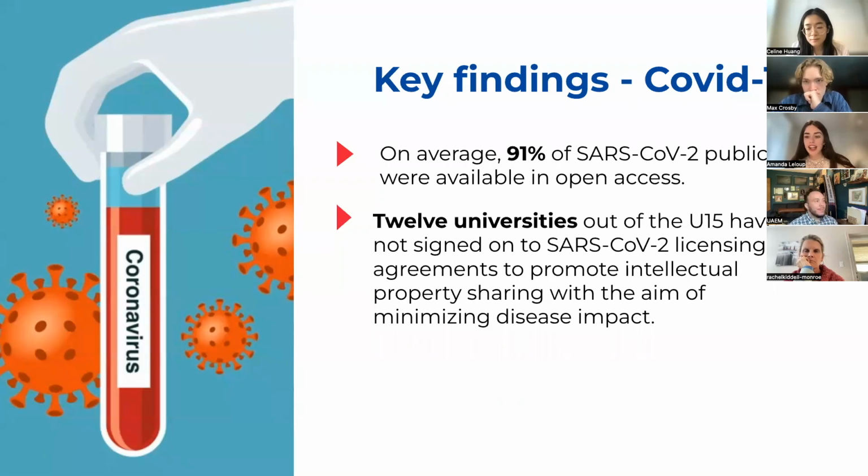And it shows that if universities really, really want to, they can publish almost everything in open access. And the reason for there to be such a big proportion of open access publishing for COVID-19 is because there was increased public pressure for more transparency, for more collaboration internationally between universities and researchers.